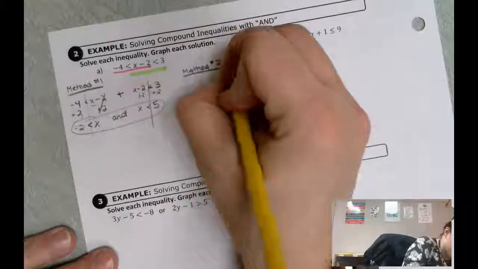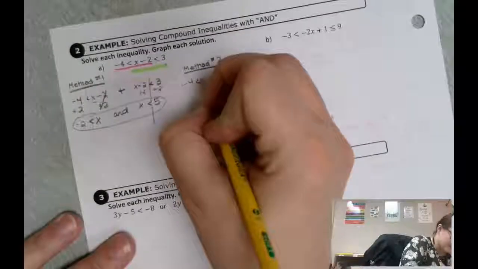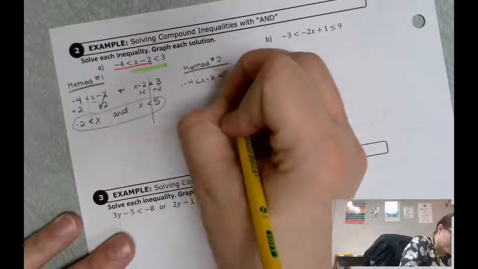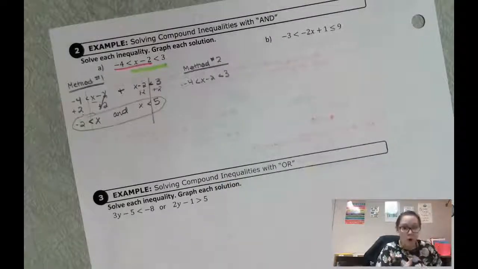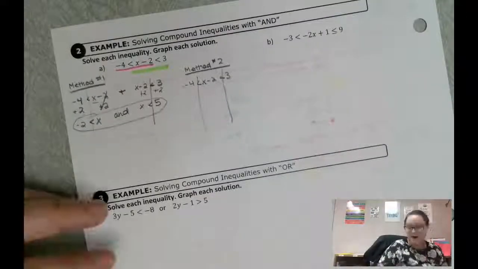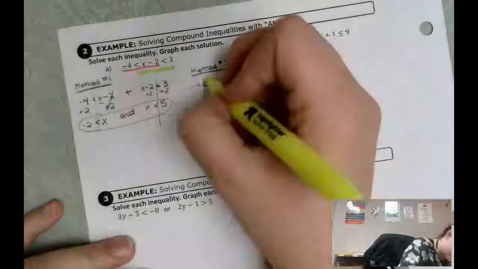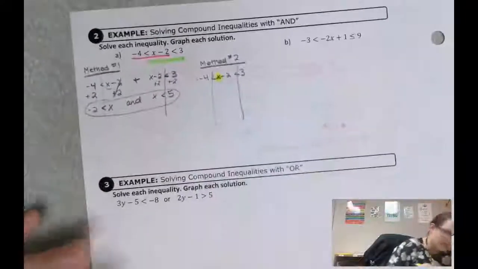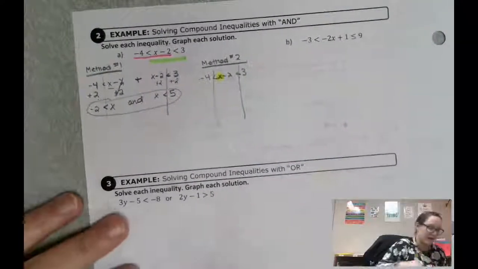Okay, method 2 is essentially doing the same thing, except since we're lazy in math, or at least I am when it comes to math, I don't want to write out as much. So I'd have negative 4 is less than x minus 2, which is less than 3. You can do all of it at once. Just realize instead of 2 sides of the equation, I now have 3. Again, I still want to get this x by itself, so I'll highlight it to let us know. Still want to get this x by itself, correct? So I got to get rid of this minus 2.